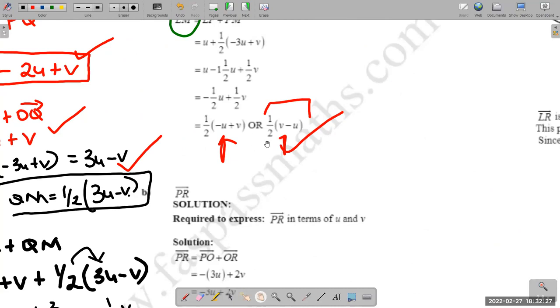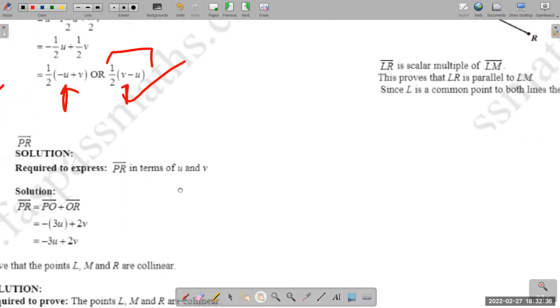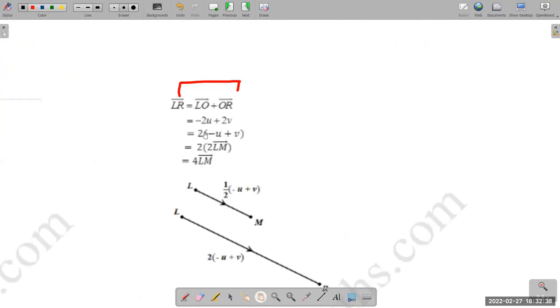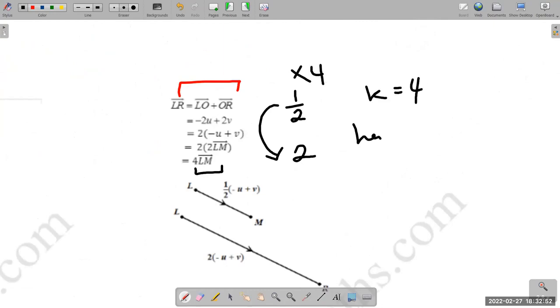Agree or disagree? See how easy it is? Once you find the two expressions, you just prove that one is a multiple of the other. Look at what they did here. They say LR is 4LM, because if one is a half and one is 2, how do you get from a half to 2? You have to multiply by what? 4. So K is equal to 4. Hence, they are collinear.